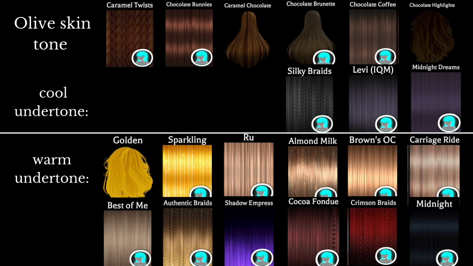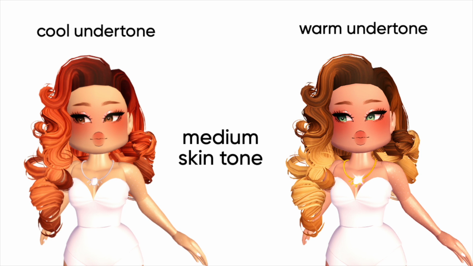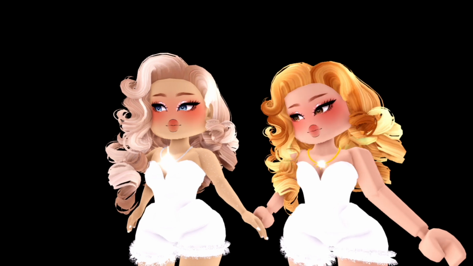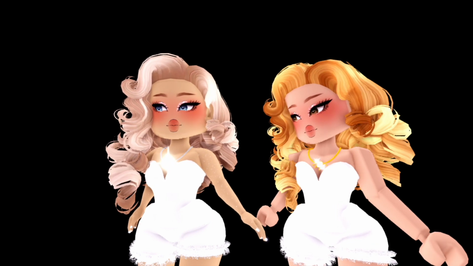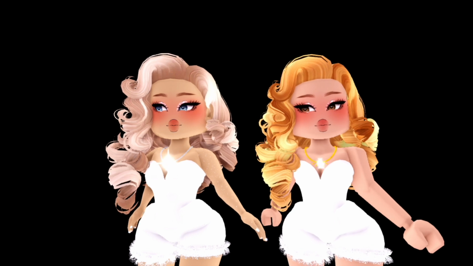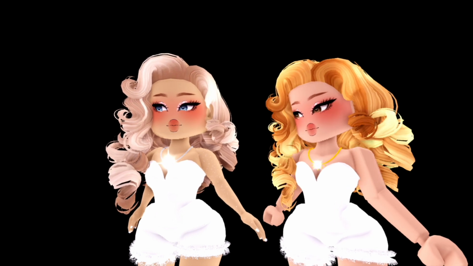So now we're going to move on to our medium skin tone. So here's an example of the medium skin tone with cool versus warm undertones, and as you'll notice here, I've chosen to put blonde on these two avatars. And for our medium skin tone, the colors range from blonde to about orange. We don't really go up to pure red, we don't really go up to black or any extreme colors, because these warm colors do tend to look the best on both of our undertones.